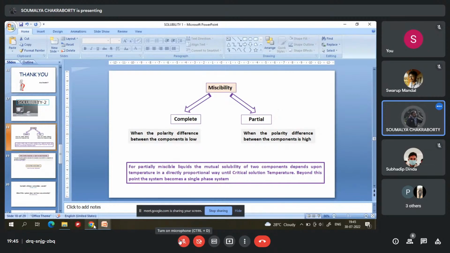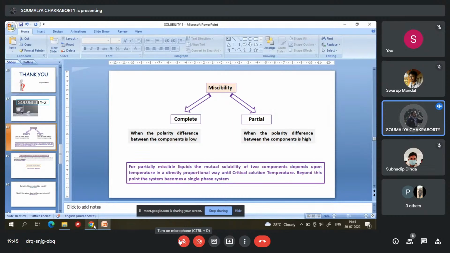So what is the concept? Liquid A is dissolved in liquid B, and liquid B is dissolved in liquid A, at a temperature below the critical solution temperature, to a particular extent. Up to that extent it will be soluble. So there will be a mixed zone, and apart from that miscible zone, there will be two other segments which are phase separated liquids.